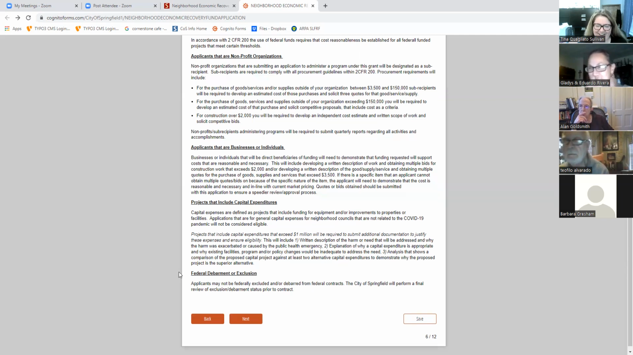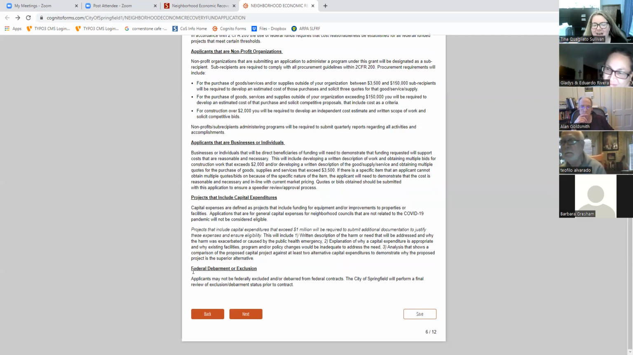Okay, and then the last piece under federal requirements that we have no control over is an entity may not be federally debarred or excluded. I will say, again, in my 17 years with the city, I have not come across an entity that has been federally debarred or excluded. So when you come across this question in the application, you would know if you were federally debarred or excluded.